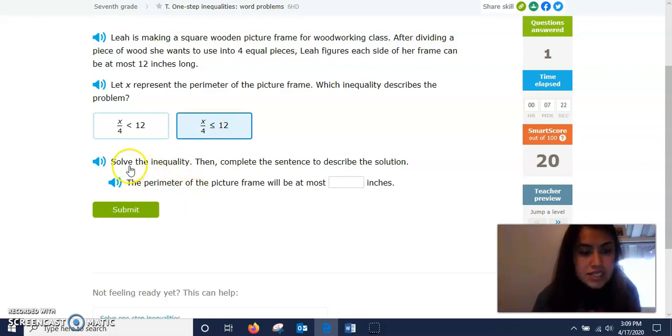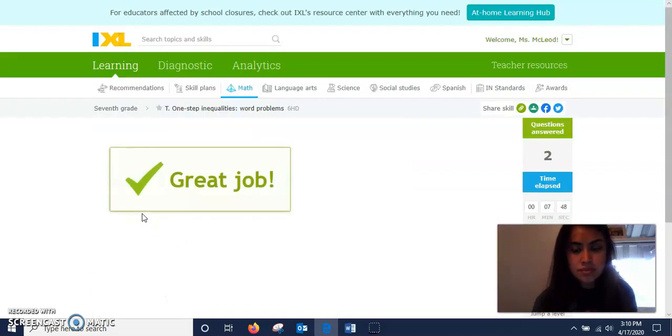It says solve the inequality, then complete the sentence to describe the solution. The perimeter of the picture frame will be at most. So now I need to solve for x. I have x divided by 4 is less than or equal to 12. So I have to do the inverse of division, in this case, multiplication. 12 times 4 is 48. Perfect.